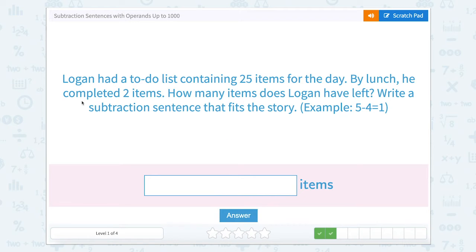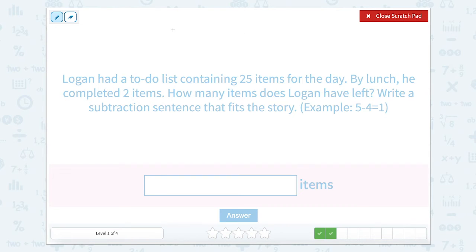Super job. Logan had a to-do list containing 25 items for the day. That's a long to-do list. By lunch, he completed 2 items. How many items does Logan have left? Write a subtraction sentence that fits the story. So let's think about this here.